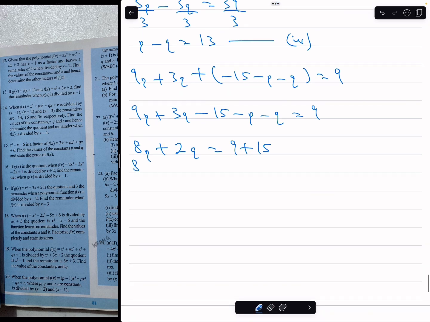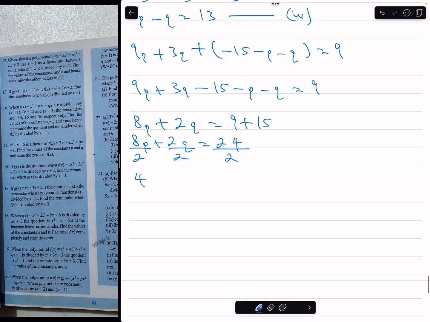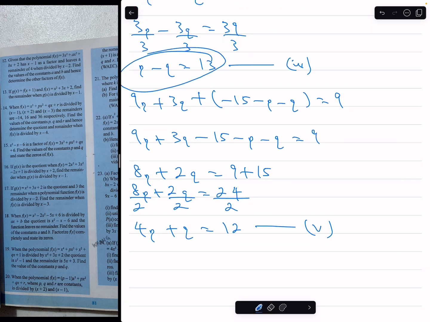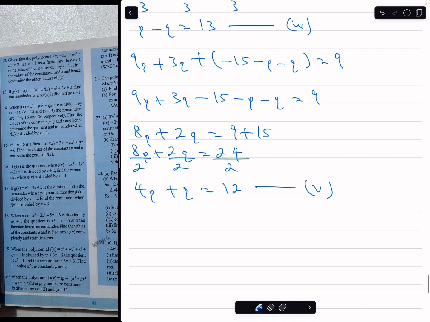And what do we have? This simply means 8p plus 2q equals 24. And I can divide through by 2 to have 4p plus q equals 12. And that will be equation 5. So I can see that equations 4 and 5 are in terms of p and q, so I can solve the two of them simultaneously.